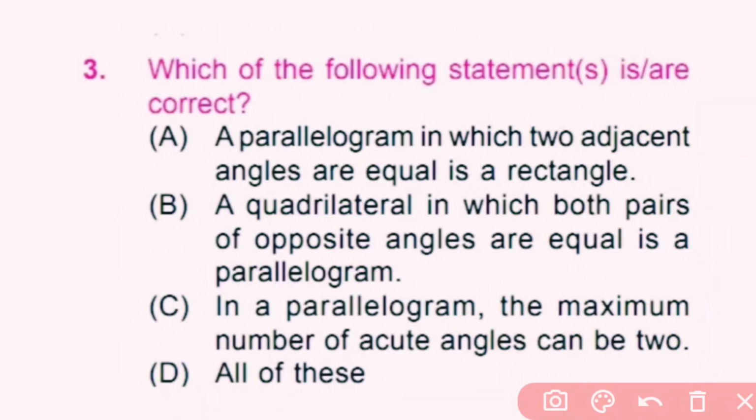Question number 3. Which of the following statements are correct? Statement A: a parallelogram in which two adjacent angles are equal is a rectangle. This statement is correct. Statement B: a quadrilateral in which both pairs of opposite angles are equal is a parallelogram. This statement is also correct. Option C: in a parallelogram, the maximum number of acute angles can be 2. This statement is also correct. So here D is the correct answer.